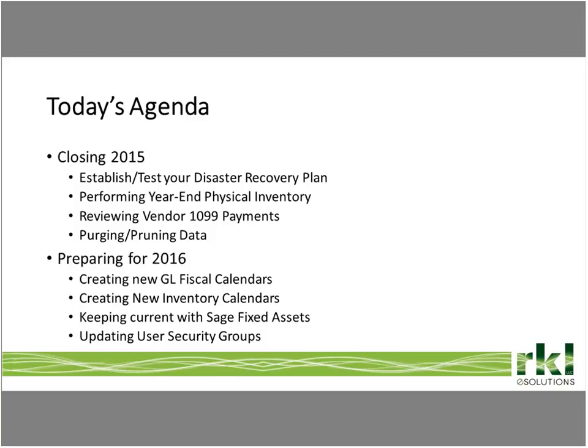We're going to talk a little bit about disaster recovery plans. We're going to cover the basics of physical inventory, reviewing 1099 payments to your vendors, and then the opportunities available for purging or pruning data from your 500 database. Once we've covered all those, we'll move into the things that we need to be concerned about to get ready for the new year: creating a new GL year, creating a new inventory calendar, and for those folks who are working with Sage Fixed Assets, some considerations for that utility, as well as taking a look at updating user security groups within 500.